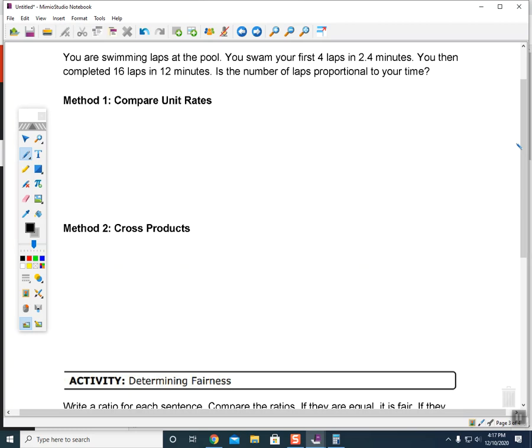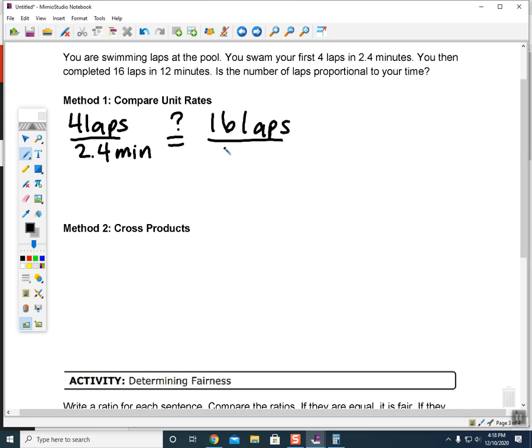So, your swimming laps of the pool, you swam your first 4 laps in 2.4 minutes. You then completed 16 laps in 12 minutes. I want to know, is that proportional? So we're going to start with 4 laps in 2.4 minutes. And I want to know, is that proportionate to 16 laps in 12 minutes?